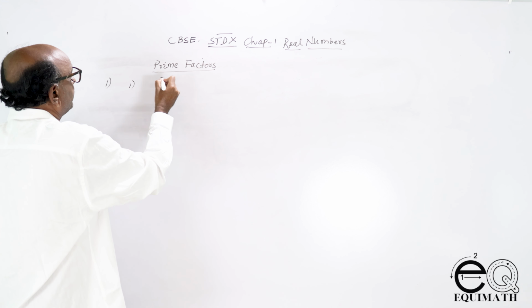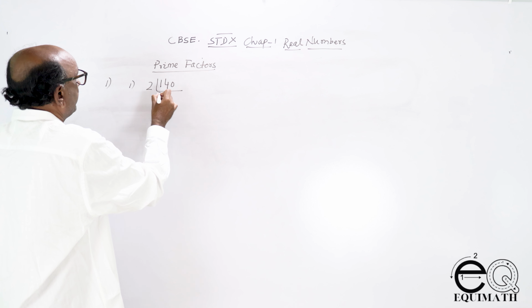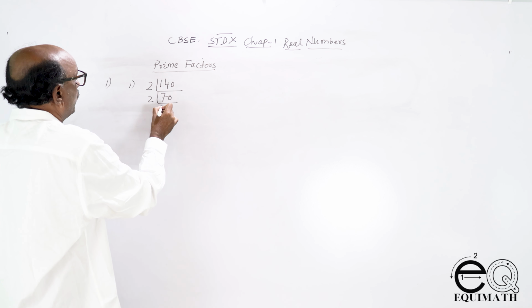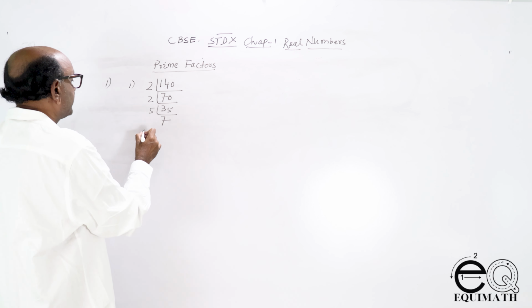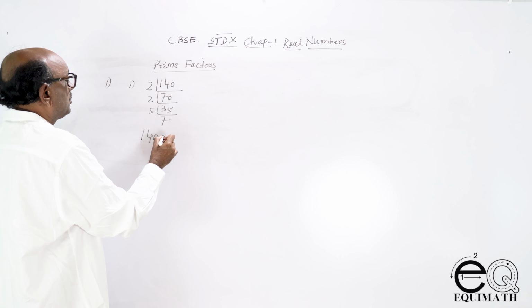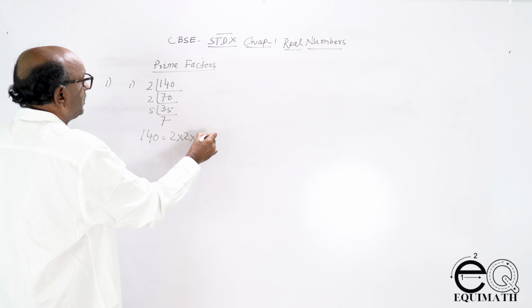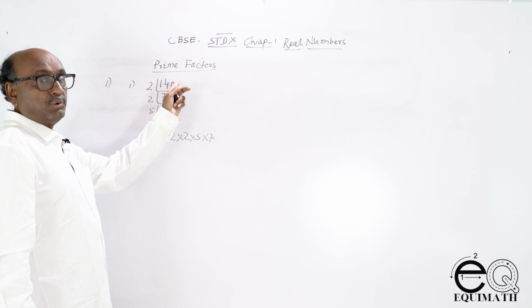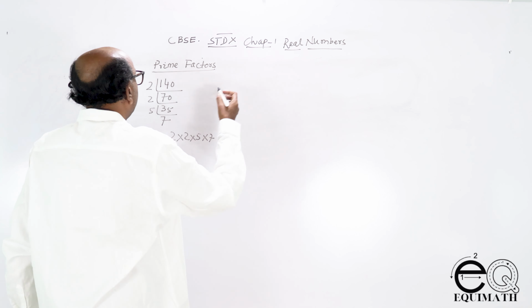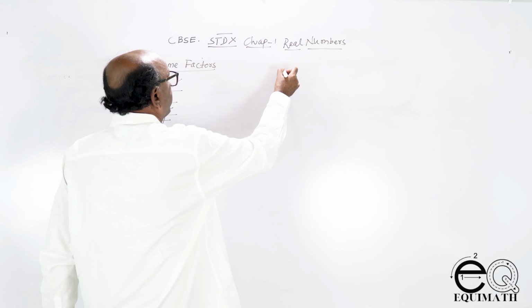How to find? Divide it by 2, we get 70. Divide it by 2, we get 35. Divide it by 5, we get 7. So our answer is 140 equals 2 into 2 into 5 into 7. You can write it like this. The question may come like this: find the prime factorization using a factor tree.